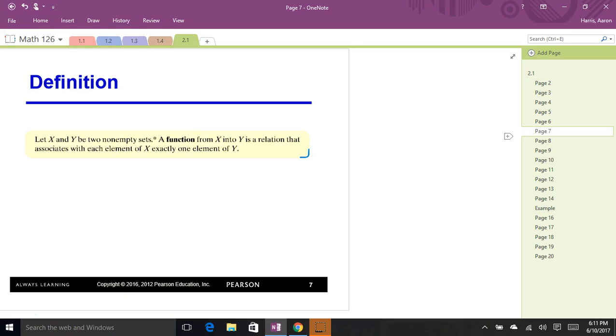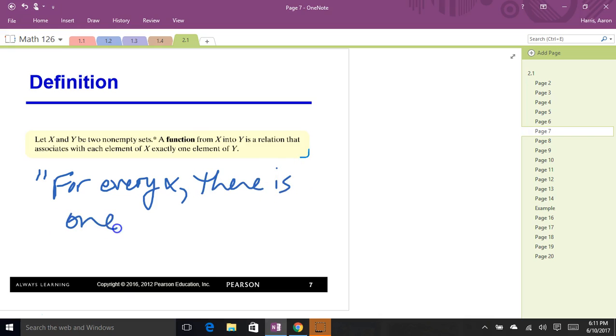A function is a relation that associates for each element x exactly one element of y. What I always remember, because people like to think in terms of x and y, is: for every x, there is one y. For every input, there is one output. For every element x, there's one y.